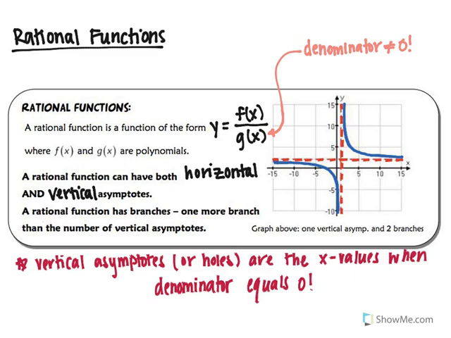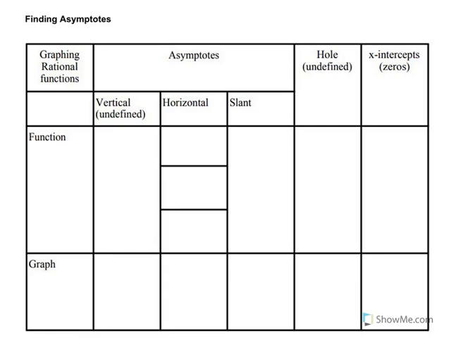Okay, so we'll also talk about holes in a few moments, and we'll talk about how to find the horizontal asymptotes as well. So let's look at this table here that organizes our information so that we can find what our asymptotes are. And remember, asymptotes are lines, so they have equations. So vertical asymptotes have the equation x equals some number, and horizontal asymptotes have the equation y equals some number. We'll talk about slant asymptotes a little bit later, but now let's focus first on our vertical asymptotes.